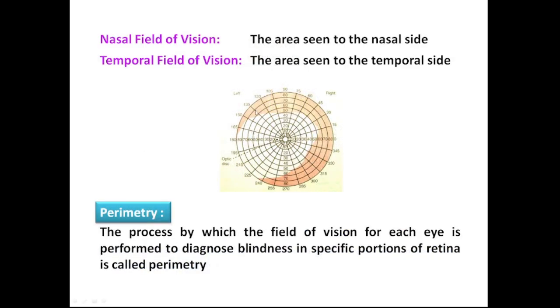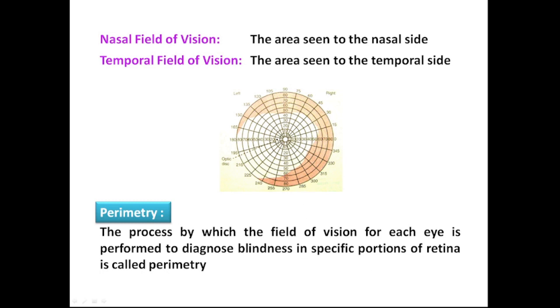So what is the nasal field of vision? The nasal field of vision is the area seen to the nasal side, and the temporal field of vision is the area seen to the temporal side. So the visual field can be measured by a technique called perimetry. Perimetry is the process by which the field of vision of each eye is tested to diagnose blindness in a specific portion of the retina.